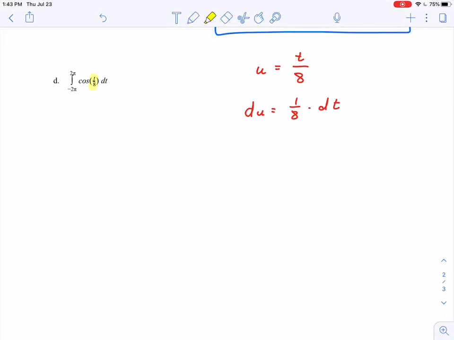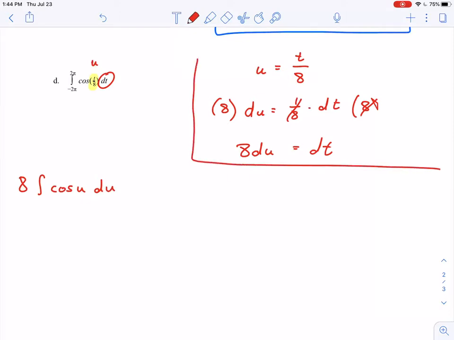So this piece right here, t over 8, that's going to be my u. The only thing I really have left over is this dt. So I'd really just like dt, which means we need to get rid of the 1/8. So in this case, the way I'm going to do it, I'm going to multiply both sides by 8. So I have 8 times du is equal to dt. So when we make our substitution, I will factor the 8 out right away. 8 times the integral, I'll have cosine of u du.